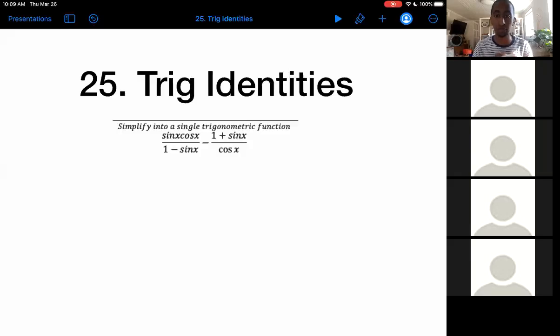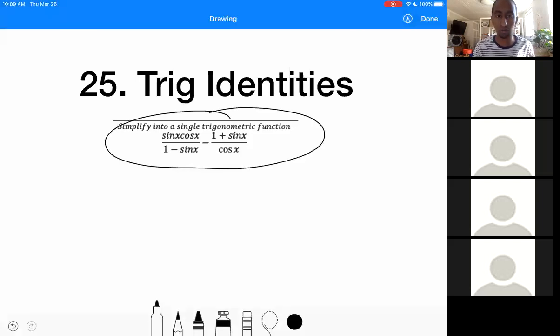So the lesson for today, like I said, is going to be on trig identities. We're on lesson number 25 of pre-calculus. Here's an example of a problem we'll be able to solve by the end of class. Basically, we're taking an expression and we're going to simplify it into one single trig function, like this is sine, this is cosine, this is tangent, this is cosecant, or it'll just be an expression. So we're simplifying trig expressions.